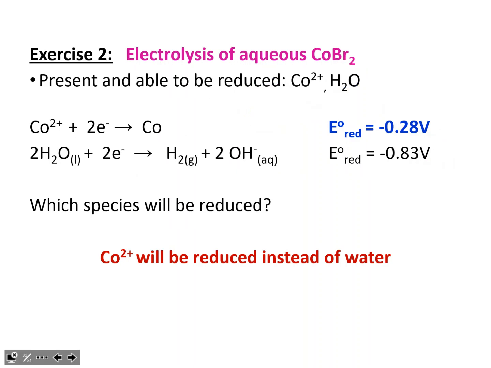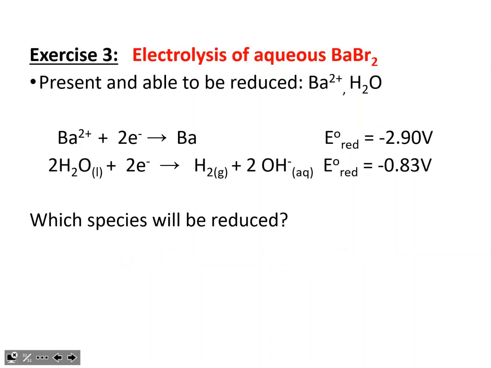E red over there. But if we looked at something like this, barium bromide, now, barium can be reduced and water can be reduced under these circumstances. But if you look over here at the reduction potential for reducing barium, it's negative 2.9 volts. And water is only negative 0.83. Out of these two, which one is more positive? The water one's more positive, so in this particular case, water is going to be reduced.